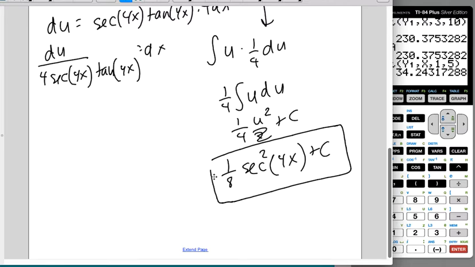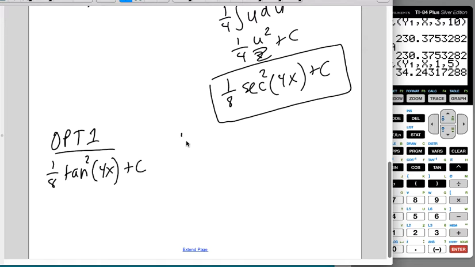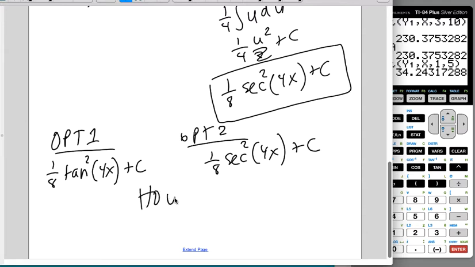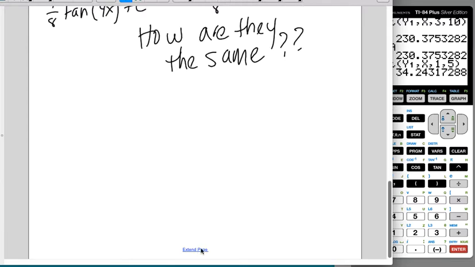So here's the trick. They don't look like the same answer, right? So using option 1, we got that the answer was 1/8 tangent squared of 4x plus a constant. And using option 2, we got that the answer was 1/8 secant squared of 4x plus c. How are they the same? Because you might be really frustrated and say, hey, wait, Hogan, they're clearly not the same. I don't understand. Well, the way that they're the same lies in a trick about the arbitrary constant.